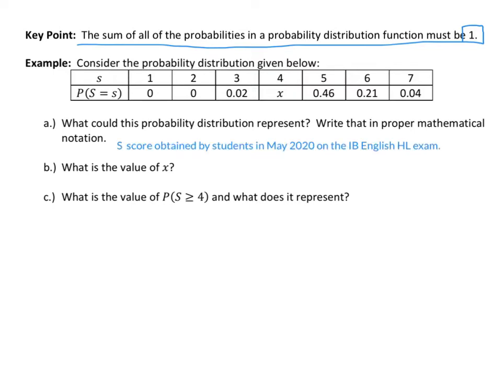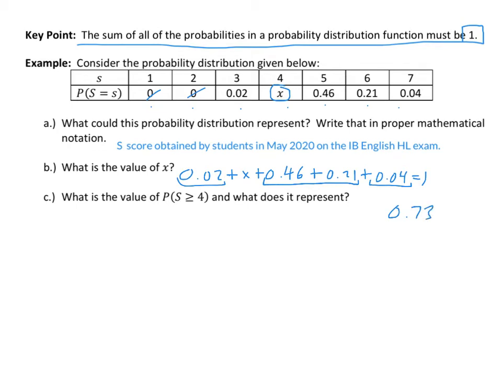Next question: what is the value of x? Well, x is right here. How am I going to figure out what x is? We know that all of these probabilities have to add up to 1. So if I add up all of these probabilities and set it equal to 1, I can solve for x. I don't need to include the zeros at the end. So 0.02 plus x plus 0.46 plus 0.21 plus 0.04 equals 1. If I combine all these decimals together, this gives me 0.73, so 0.73 plus x equals 1. It looks to me like x is 0.27.